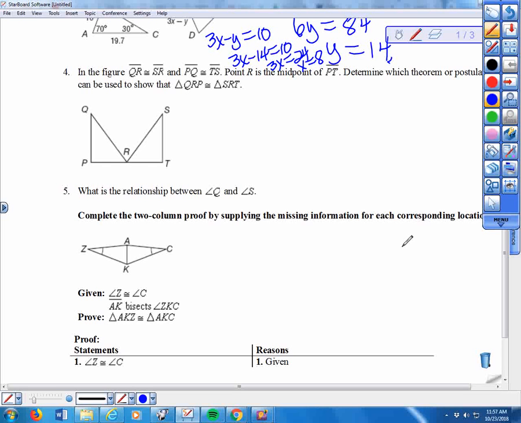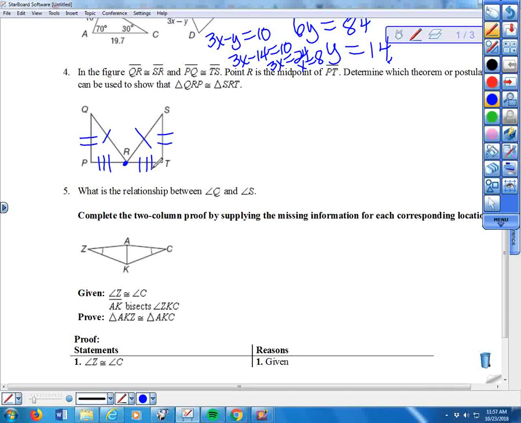Okay, so this is number 6. In the figure, QR is congruent to SR. Anytime I have something in writing like this, I start marking up my drawings. Do not be afraid to mark up your drawings so you can see it. So it says QR is congruent to SR, so I'm going to make lines telling me that that's true. PQ is congruent to TS. Point R is the midpoint. What does the midpoint of a segment tell me about those 2 pieces of the segment? They're equal. So I can just do this. I know that's true. Mark up your drawing.